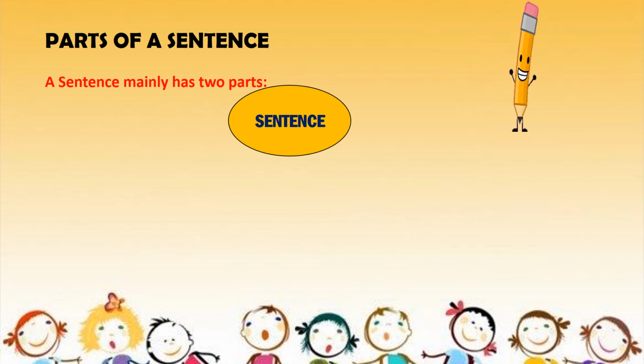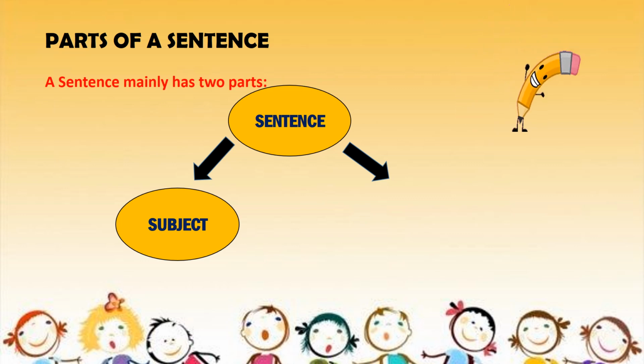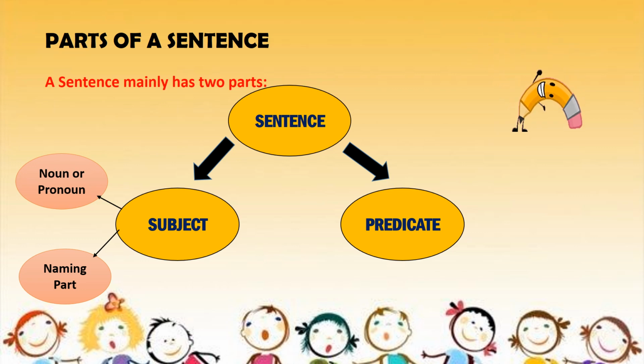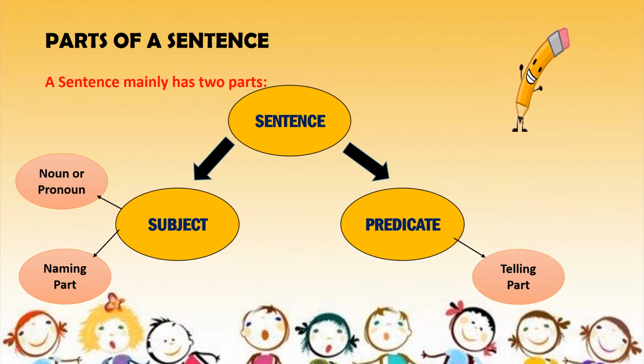Children, a sentence mainly has two parts. Number one, subject. Number two, predicate. Subject is the naming part. Children, always remember a subject is the noun or pronoun in the sentence. Similarly, predicate is the telling part. A predicate usually starts with a verb. So, children, let us learn in detail about the subject and predicate.